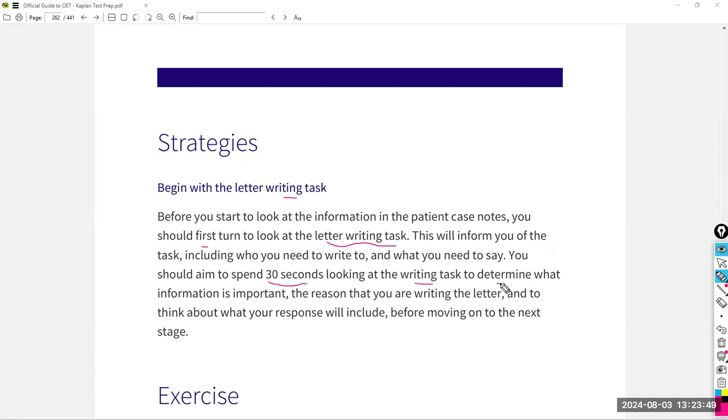You have to determine what information is important, because not everything that is in the letter is really important. Only the most important information I have to mention in my letter. Think about the reason that you are writing the letter, and what your response will include before moving on to the next stage.